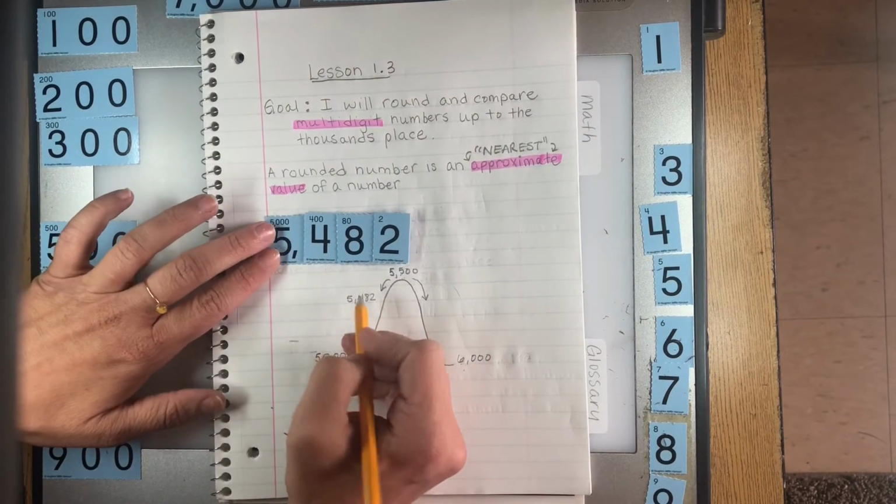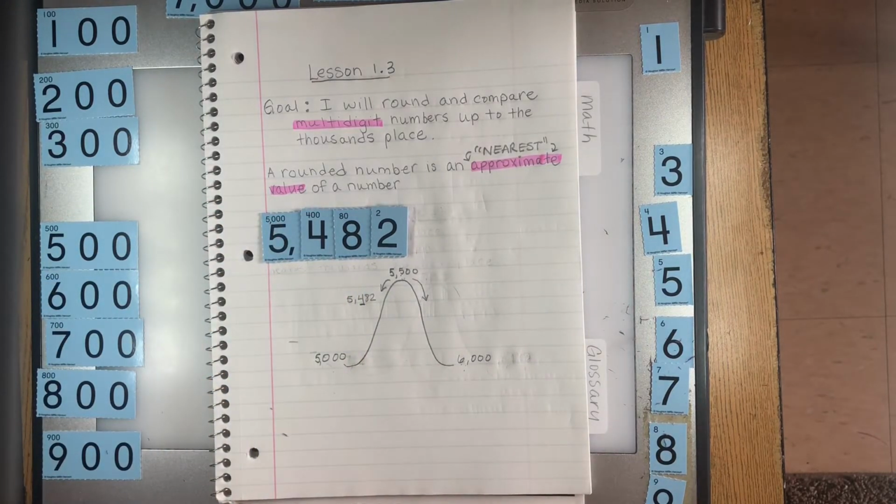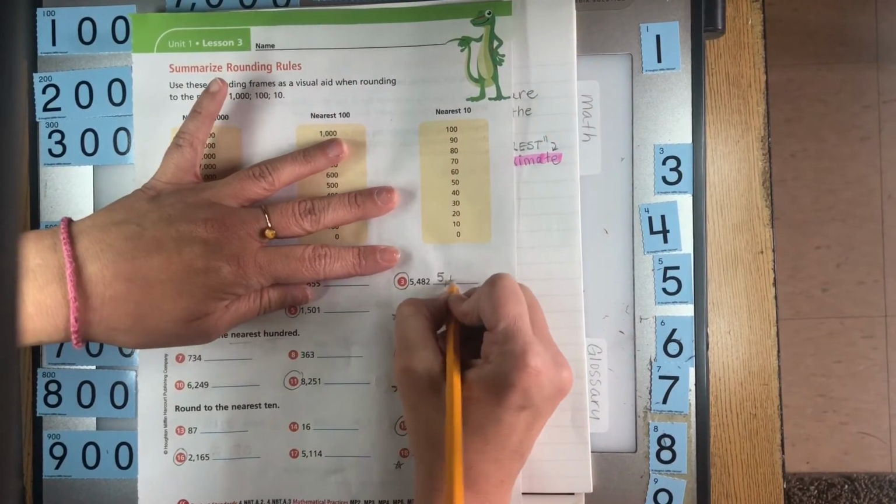And what this does is just prove to you that if you look to the digit to the right, it's a 0 through a 4, we're going to round down. So 5,482 rounded to the nearest thousands place is going to be 5,000. So that's what we would write for number 3.